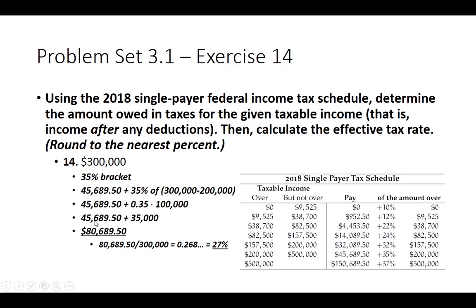Add that to the $45,689.50, and we get taxes of $80,689.50. To find the effective tax rate, divide that by the taxable income of 300,000, and we get 0.268 and some more numbers, but that 8 rounds the 6 up. We're rounding up to 27% as the effective tax rate.